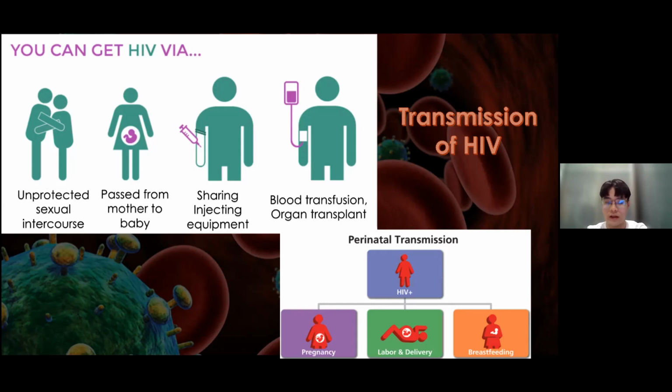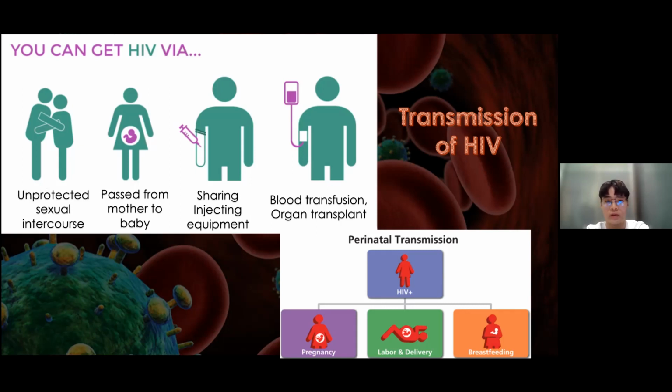The mucus lining of the rectum is not as thick as that of a vagina. Thus, there's less natural lubrication. As a result, the rectal lining is easily damaged during intercourse, and the virus can be passed from semen to blood.